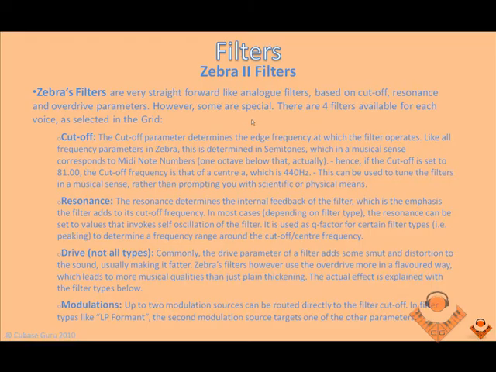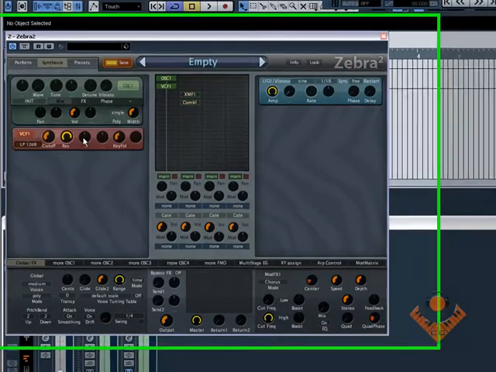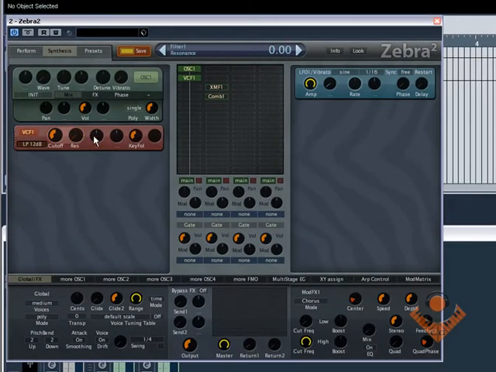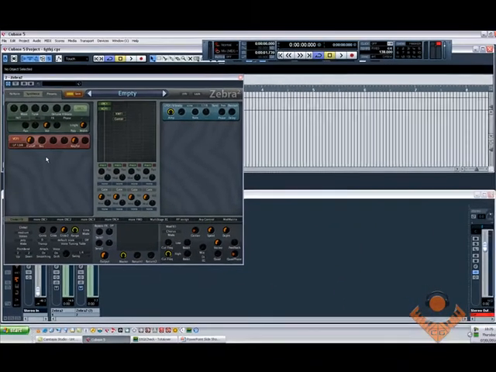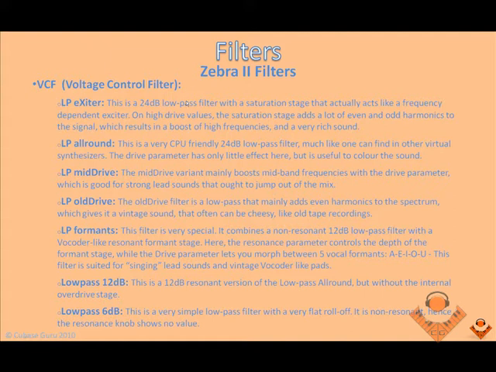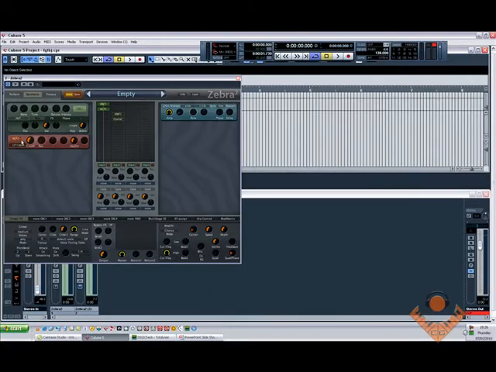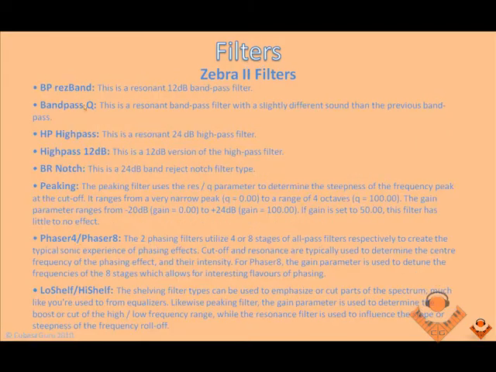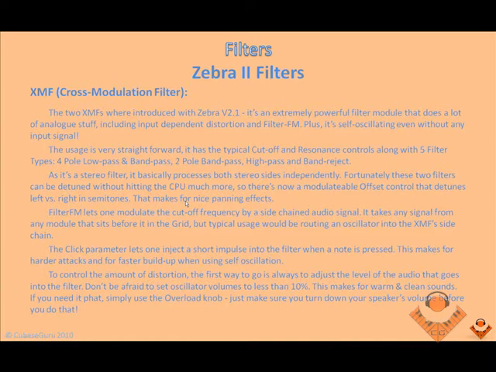Okay, let's move on. What we have here is simply an explanation of Zebra 2's filters. Again, it goes through cutoff, resonance, drive. Modulations is something that's already been explained. As I can show you here, if you remember, the modulations are simply this bit here, where you can target anything to anything. Then we've got the voltage control filter. That's what it's called if you look on Zebra. VCF, voltage control filter, is just a throwback from the old analog modular synths. They were called voltage control filters, that's it. Here we have an explanation of all the different filter types. You can go through those and have a read.